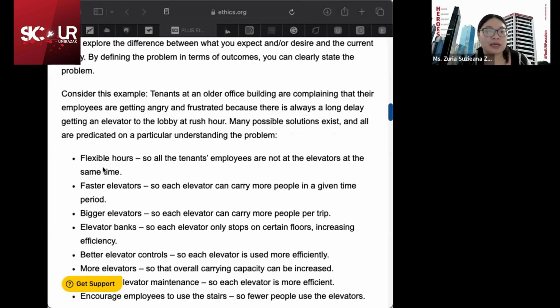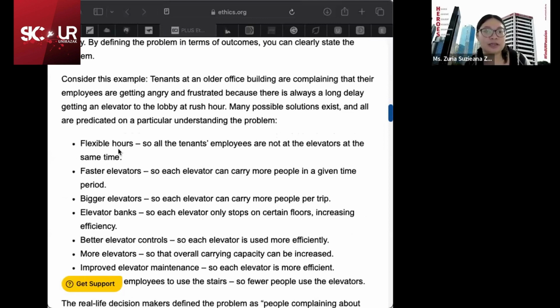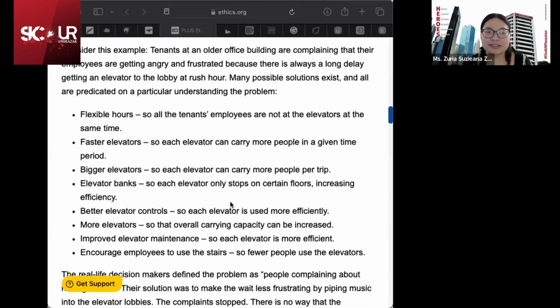Okay, so these are the possible solutions. Flexible hours, so all tenants' employees are not at the elevators at the same time. And then faster elevators, so each elevator can carry more people in a given time, but definitely you have to install new elevators, okay. And then make a bigger one. So this one is quite similar, you have to install a new elevator. And then elevator banks, so that an elevator only stops at certain floors, increasing efficiency. Better elevators, these are all the solutions, okay?